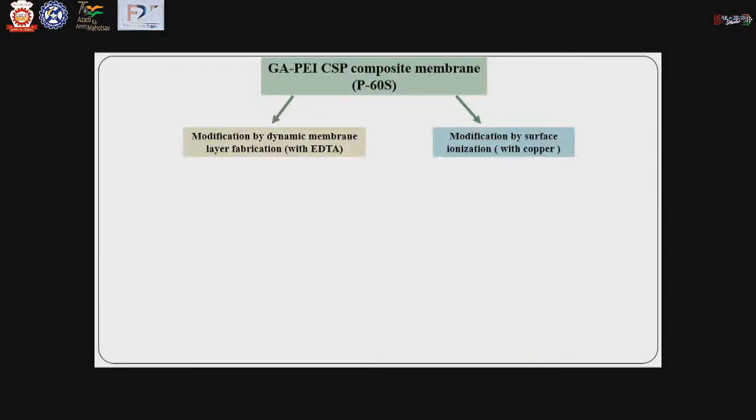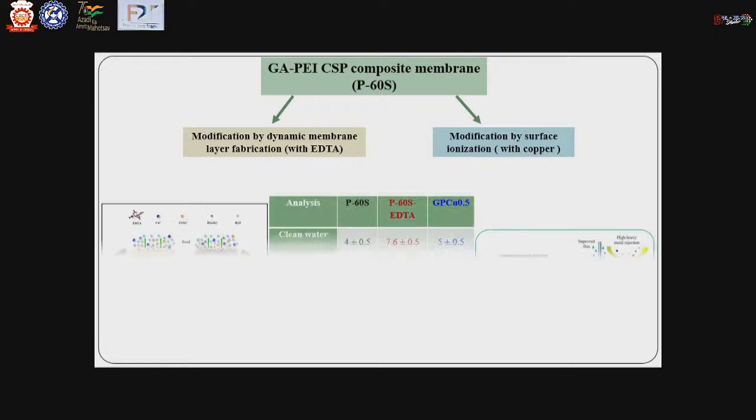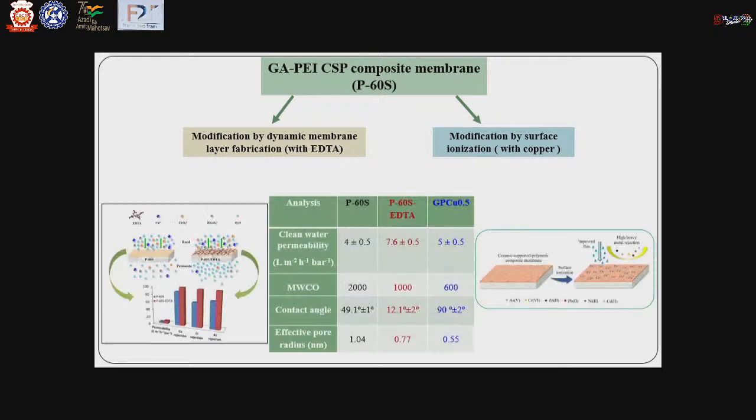So this CSP composite membrane was modified by two techniques, that is via dynamic membrane layer fabrication with EDTA and also by surface ionization with copper. In both the modifications, compared to the pristine membranes, we get favorable rejection and flux properties, and the pore size is getting reduced.